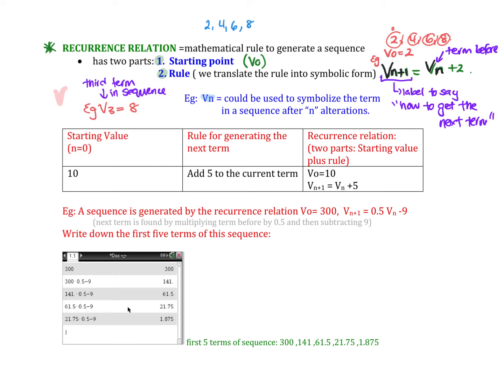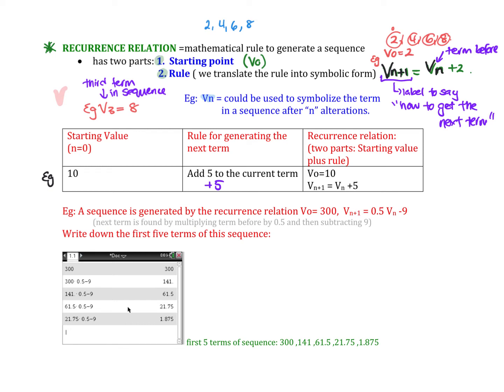Okay? All right, so we've got another example here. They give me a starting value of 10, and then they're telling me the rule is to add 5 to the current term, so I'm just changing that to a mathematical form: add 5 to the current term.